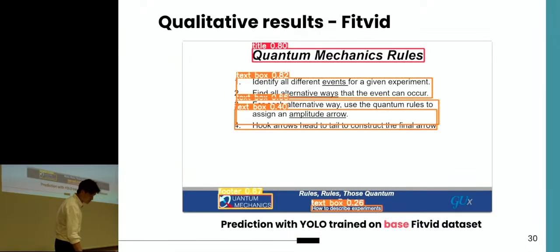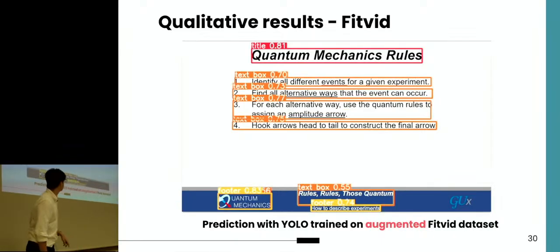Now here are some qualitative results. When we train only on the base FitVid dataset, without our improvement, without our synthetic slides, you can see that there are some problems here. First of all, the text boxes are overlapping, and we don't really detect the text at the bottom. Now, when we train with the augmented one, we fixed all these problems.